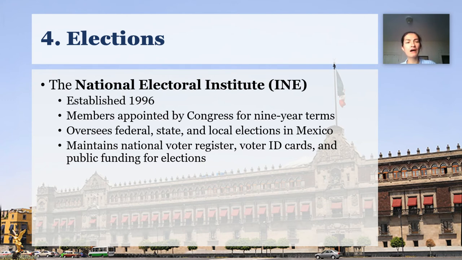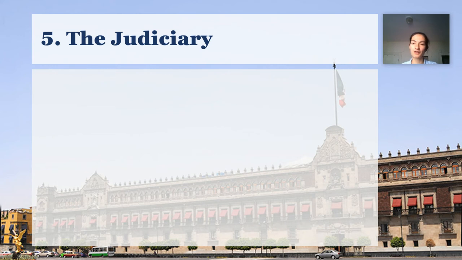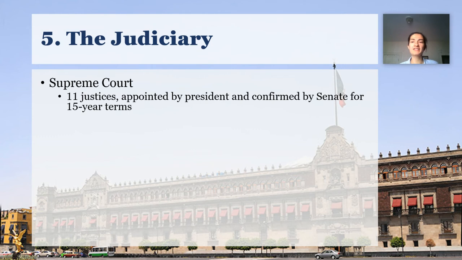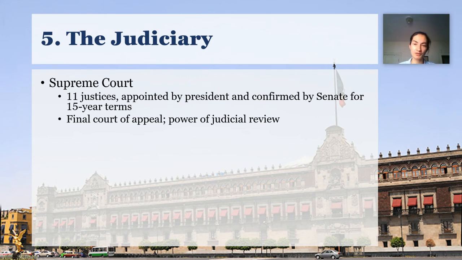All right, let's move on to the judiciary, the third branch of the government. We'll start with the Supreme Court, the highest court in Mexico. The Supreme Court has 11 justices. I think in Mexico they're called magistrates, who are nominated by the president and then confirmed by the Senate. They serve 15-year terms. The Supreme Court functions as the final court of appeal in Mexico, and it also has the power of judicial review, which, as you know, means that they can strike down legislation which they determine to be in conflict with the terms of Mexico's constitution or its laws.